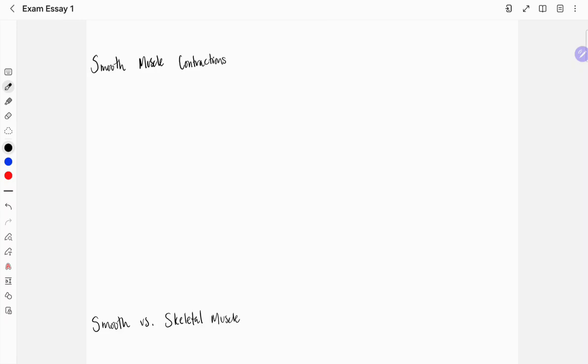All right. So there's two kinds of smooth muscle contractions. And I'm going to draw this. It's going to look at first very similar to skeletal muscle, but there are some key differences that I will point out. So feel free to skip past all this drawing.